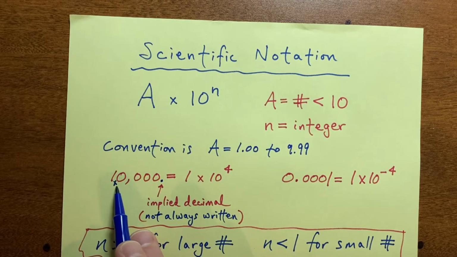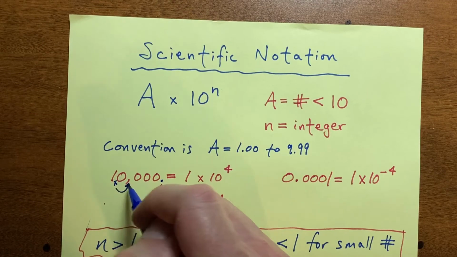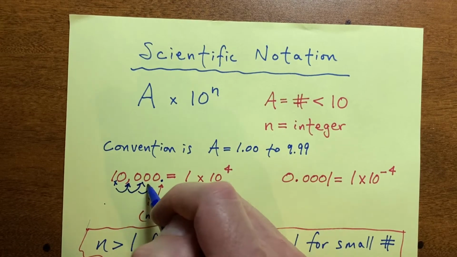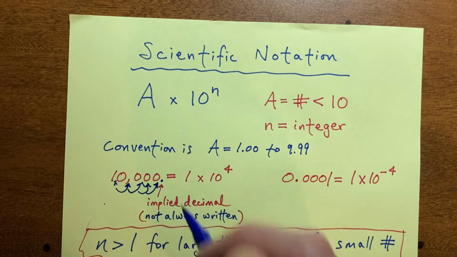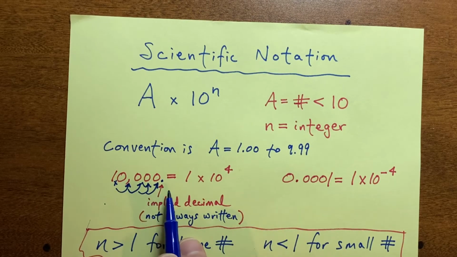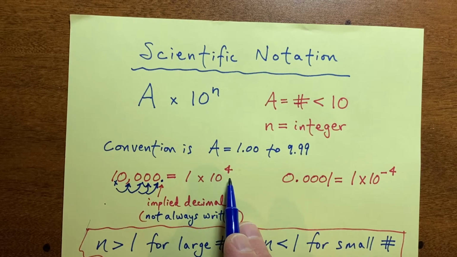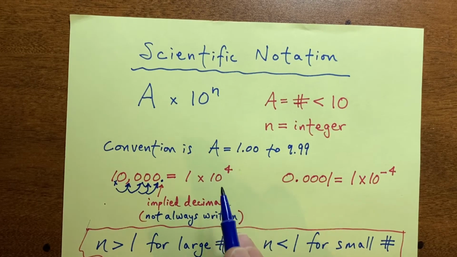So you have to count 1, 2, let me just draw that with little arrows. 1, 2, 3, 4 places to get to the true decimal place. So I moved it 4 decimal places to the right. So therefore, I multiply it by a power of 10 to the 4th, because 10 to the 4th is 10,000. 10 times 10 times 10 times 10 is the number 10,000.